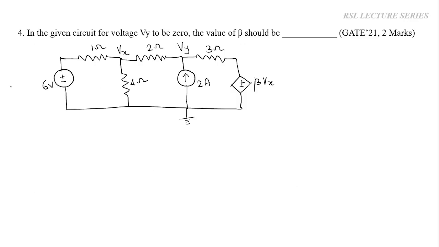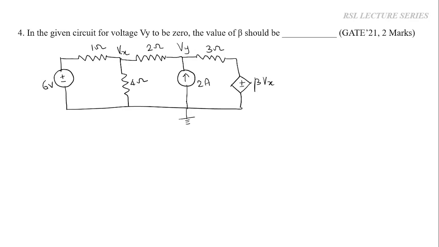So next we will solve the fourth one. In the given circuit, for the voltage Vy to be 0, the value of beta should be dash. Okay. Here we have a 6 volt source and 1 ohm, 2 ohms, 3 ohms and 4 ohms resistors and one current source, and this is again a voltage dependent voltage source. So now we have to solve this problem and find out the value of beta.